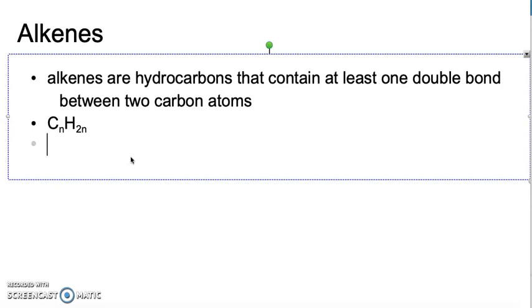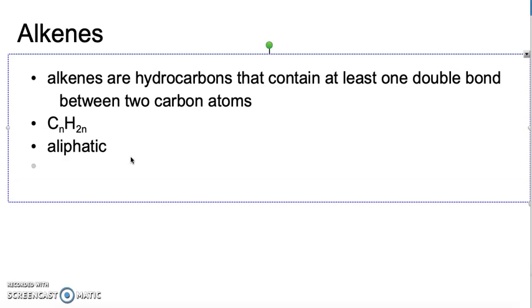So these are also still considered to be aliphatic. Like I mentioned before, everything's aliphatic until we get into things that are not. We talked about alkanes as being saturated, because everything was a single bond. We find that alkenes are unsaturated, and the reason they're unsaturated is they have that double bond.